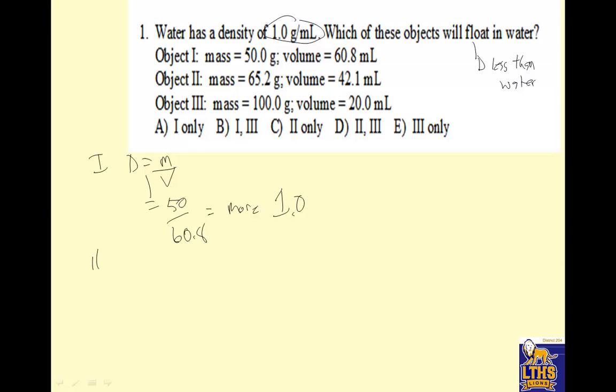Okay, for 2, same deal. 65 point, wait a minute, that's not more than 1. That's less than 1. 50 divided by 60.8. Then with 65.2 divided by density equals mass over volume over 42.1, more than 1. And 3, mass is 100, density equals mass over volume, 20.